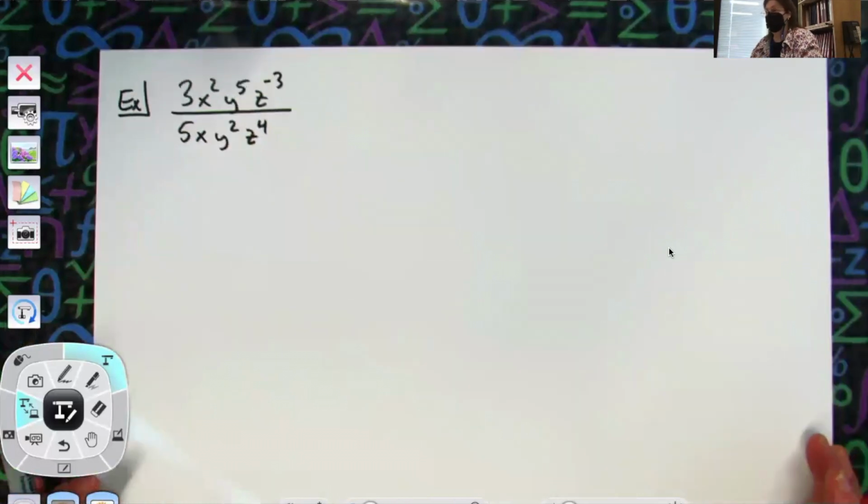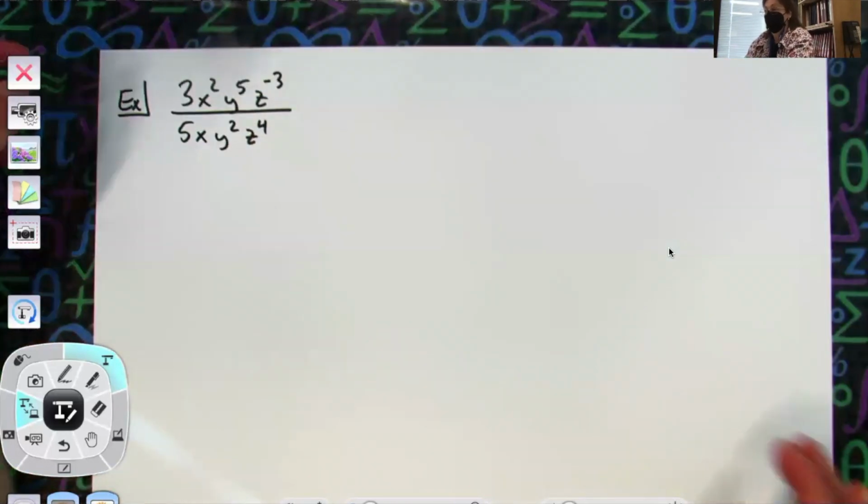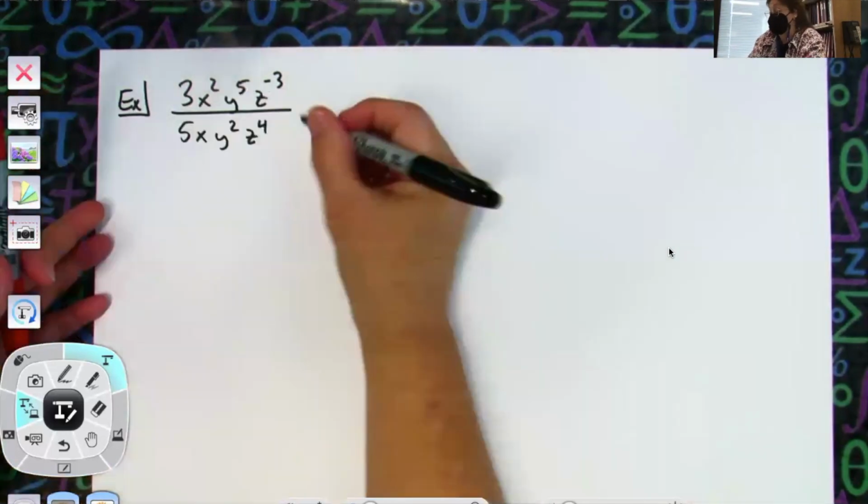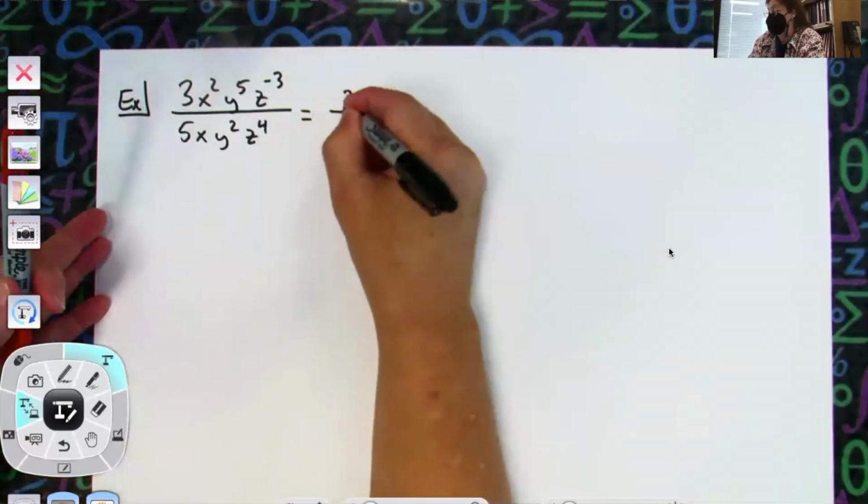Do my leading coefficients have to be reduced on this one? They don't, right? 3/5, 3/5. I don't have to do anything with that. I'm dividing some like bases, so I know I've got a 3 here. I know I've got a 5 here.